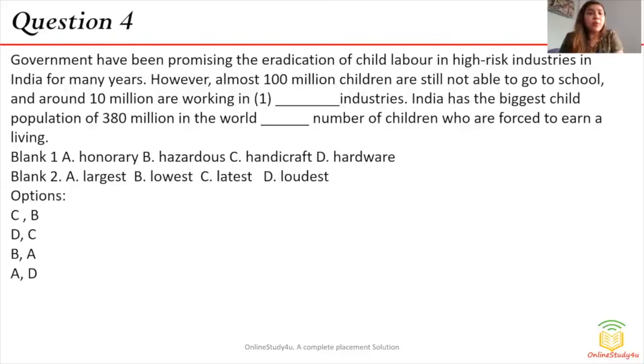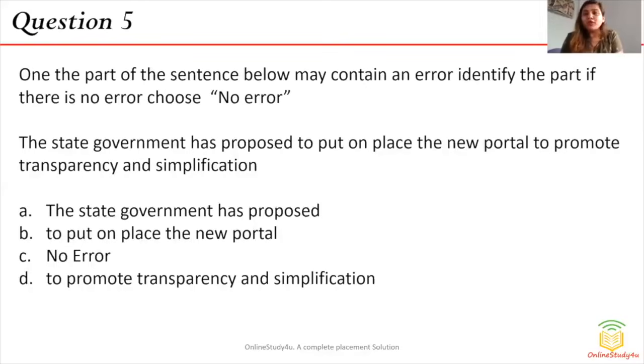India has the biggest population of 380 million in the world, dash number of children who are forced to earn a living. Largest, lowest, latest, loudest. Now, latest and loudest anyway does not make sense. It could either be largest or lowest. But definitely when we are talking about the biggest child population, we are talking about the largest figures, right? So our correct answer would be B and A: hazardous for blank 1, and largest for blank 2. With that, I'd move to question number 5.